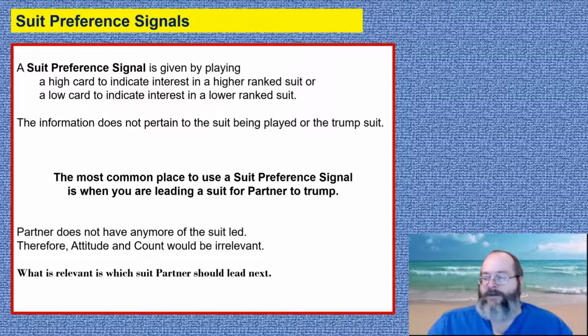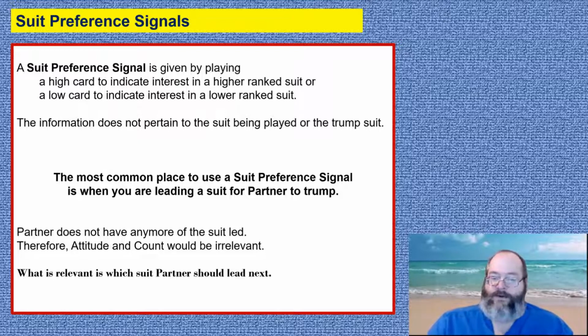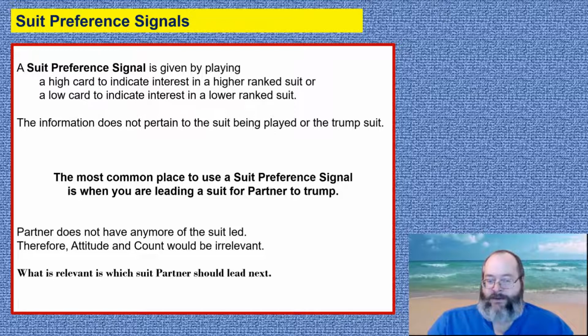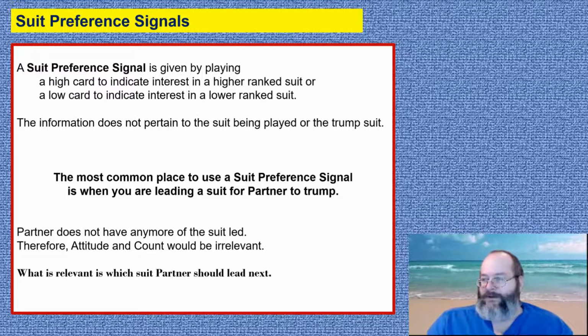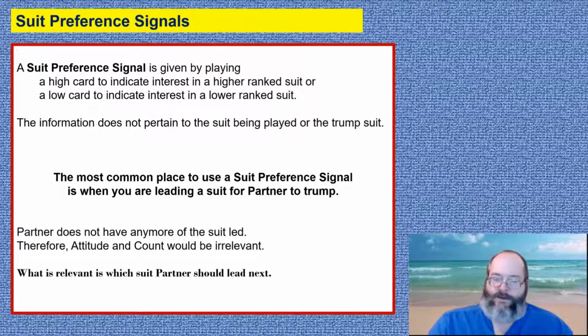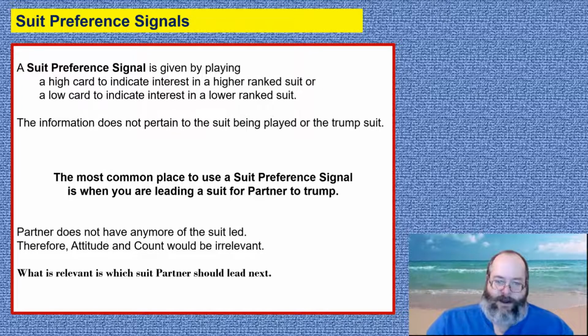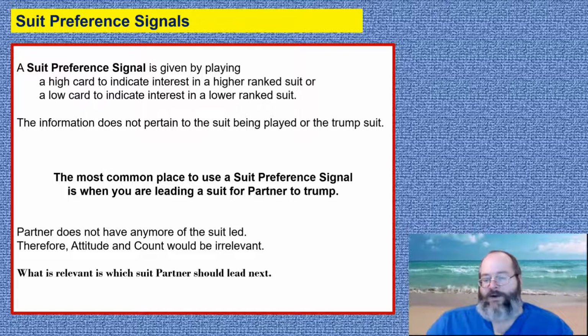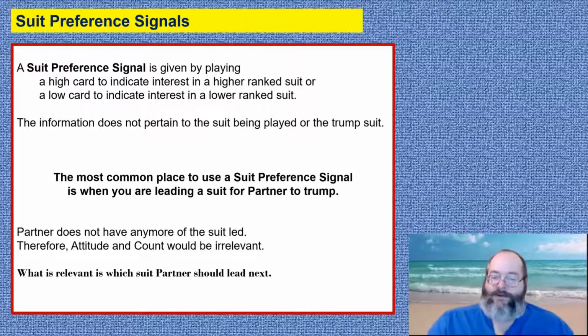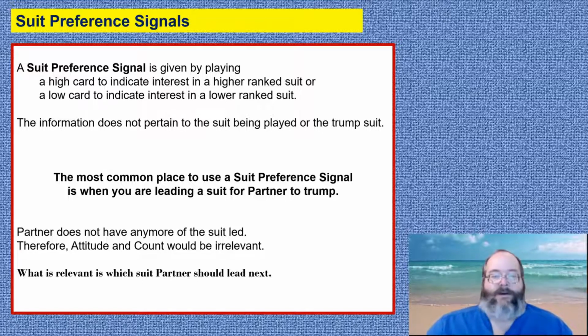Because partner doesn't have any more of the suit you're leading, because you're expecting him to trump it, attitude and count are irrelevant in this suit. What's relevant is what he's going to do after he trumps this. So this is the most common place you're going to find suit preference: you are leading a suit, you expect partner to trump, and you are trying to let him know what to do next.